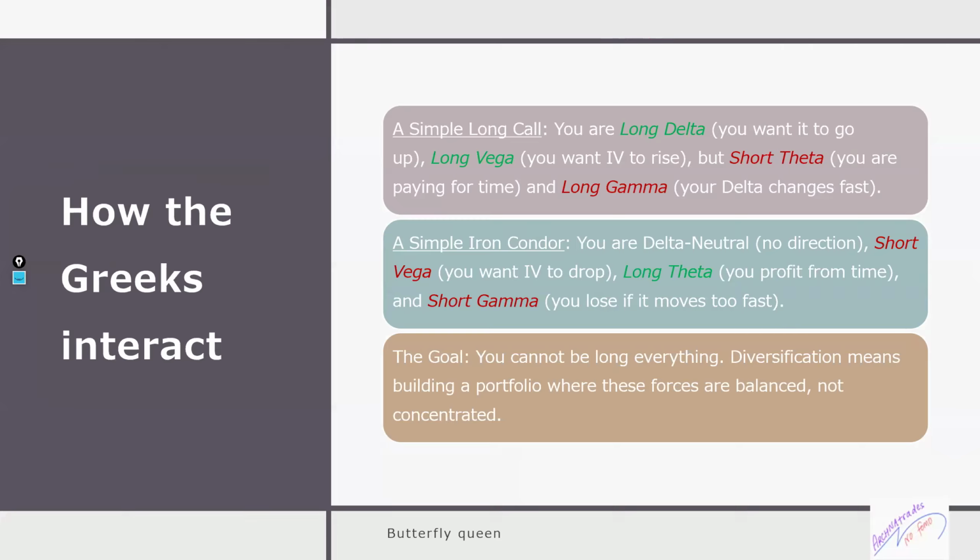You are long the direction, right? You want it to go up. That's why we say it is long delta. You are long Vega. Why are you long Vega? Because if volatility increases, the option price will increase.